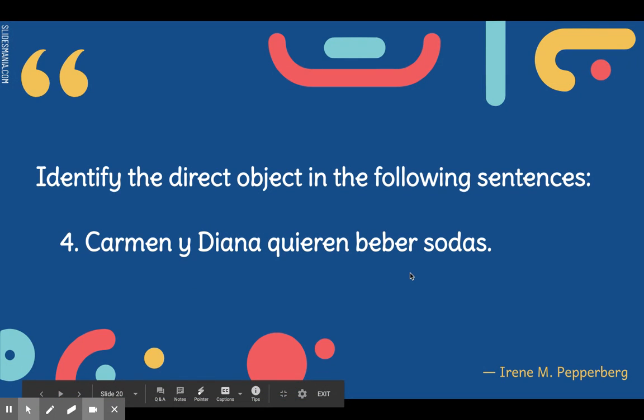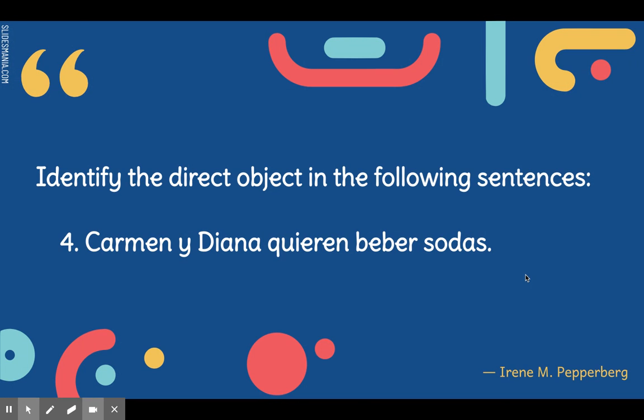This one has two verbs. Carmen and Diana want to drink sodas, right? So Carmen and Diana is my subject. Want to drink, verb one, verb two. And then what do they want to drink? Sodas. Soda is my direct object. And check this out. Direct object is feminine and the direct object is plural. So out of my options, me, te, lo, la, nos, os, los, las are my options. I'm going to pick las, okay? Because it's feminine, plural. It's not a person. So where do I put that las? Two verbs, two options. Can you think?